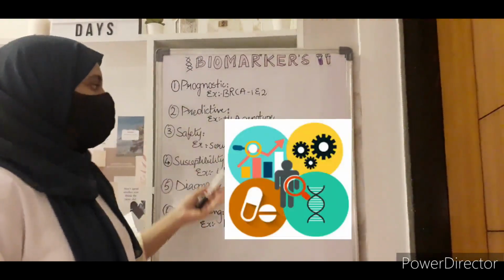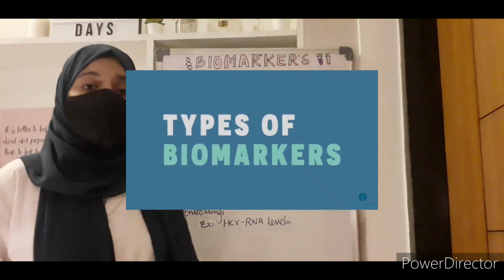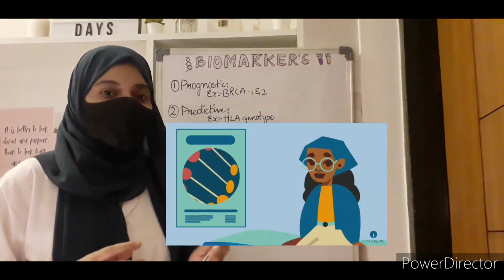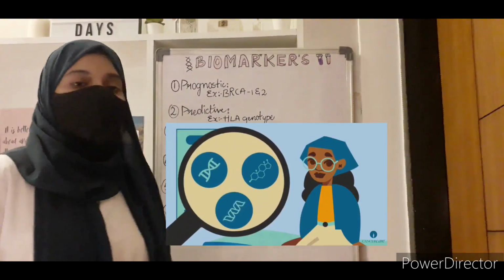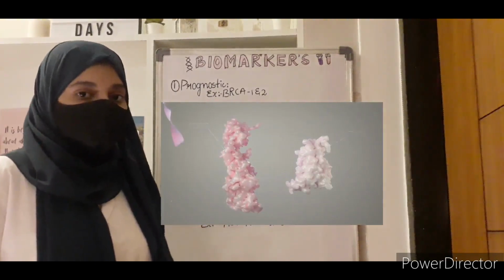Let's see the different types of biomarkers. First, we have prognostic biomarker. This biomarker suggests the likely outcome of a disease an untreated patient can have. And the example for it is BRCA1 and 2 genes, which are biomarkers for breast cancer recurrence.